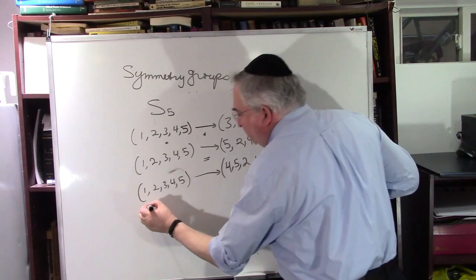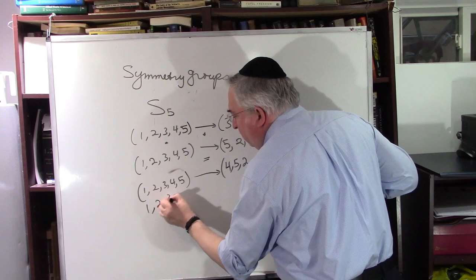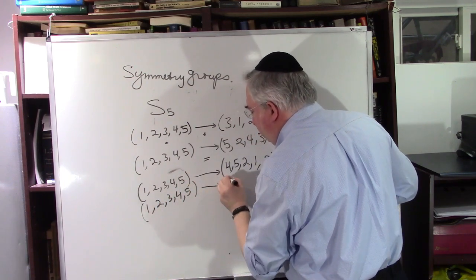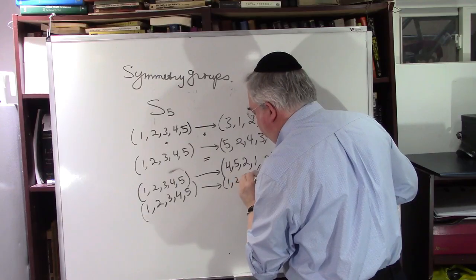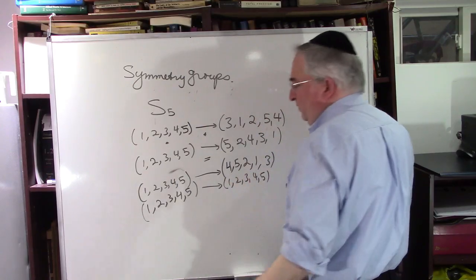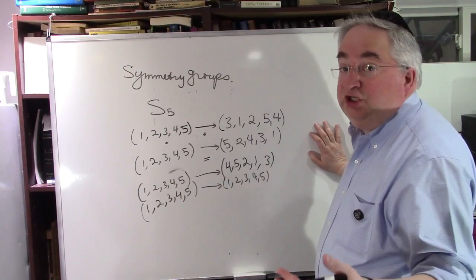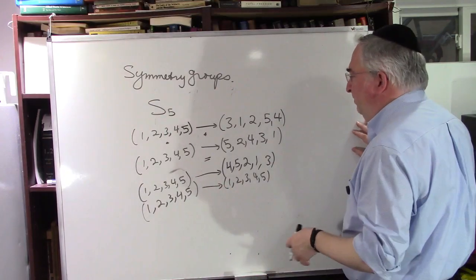The identity is the simplest in the world. It's this. Namely, 1 goes to 1, 2 goes to 2. It's the identity. You don't change the permutation. The permutation you keep the same.